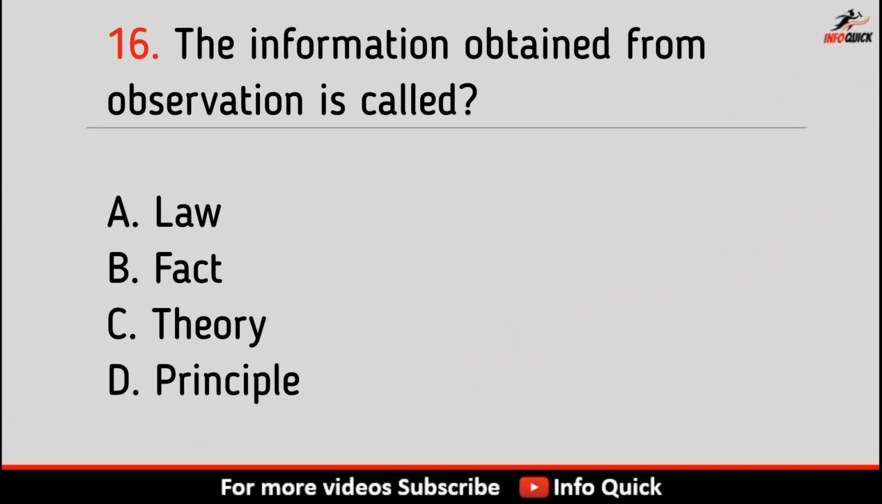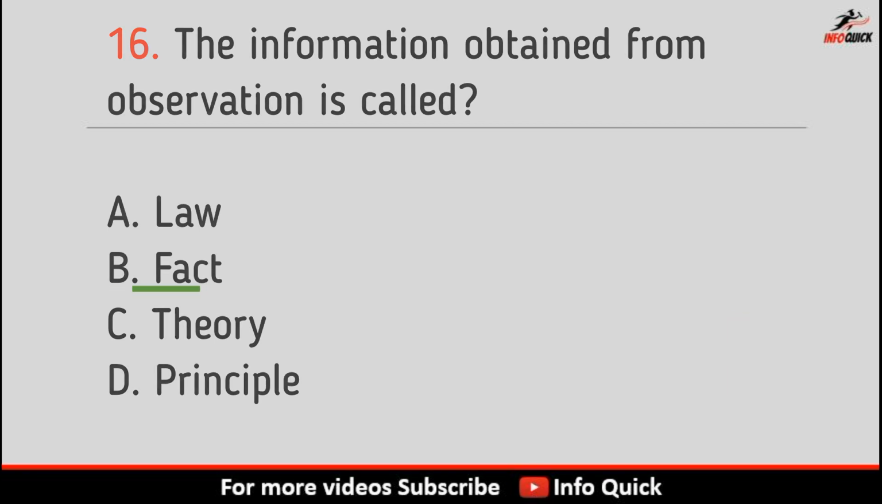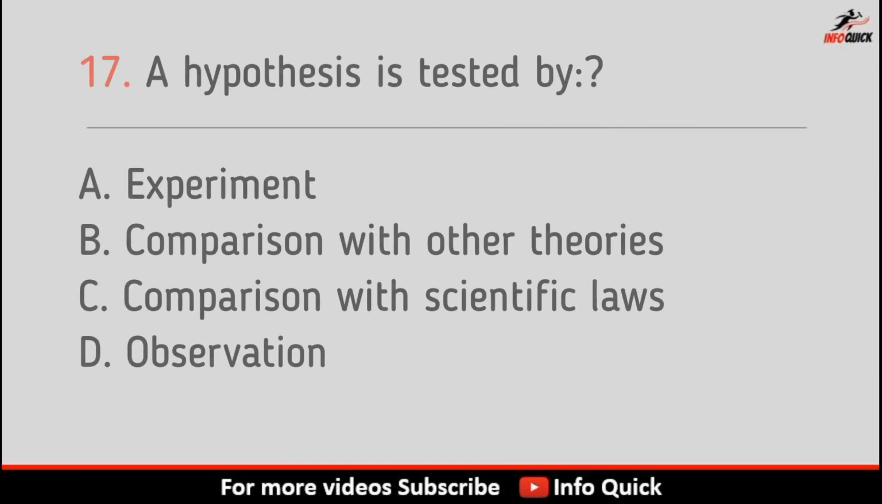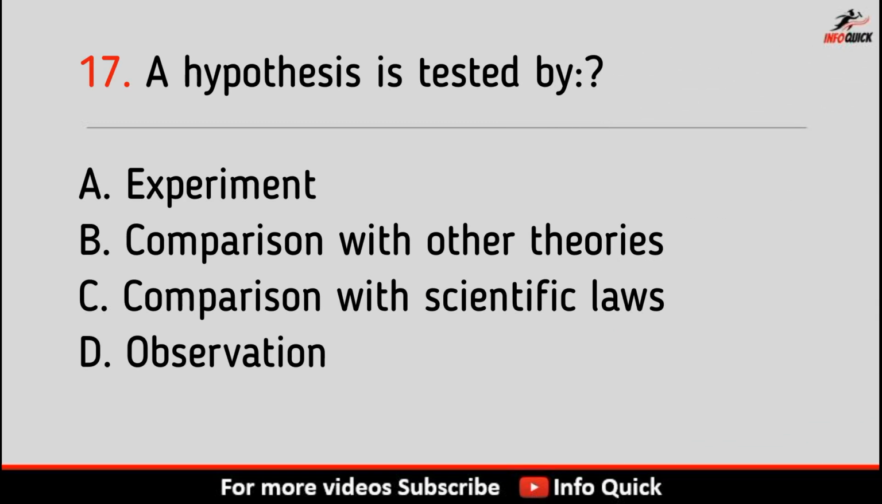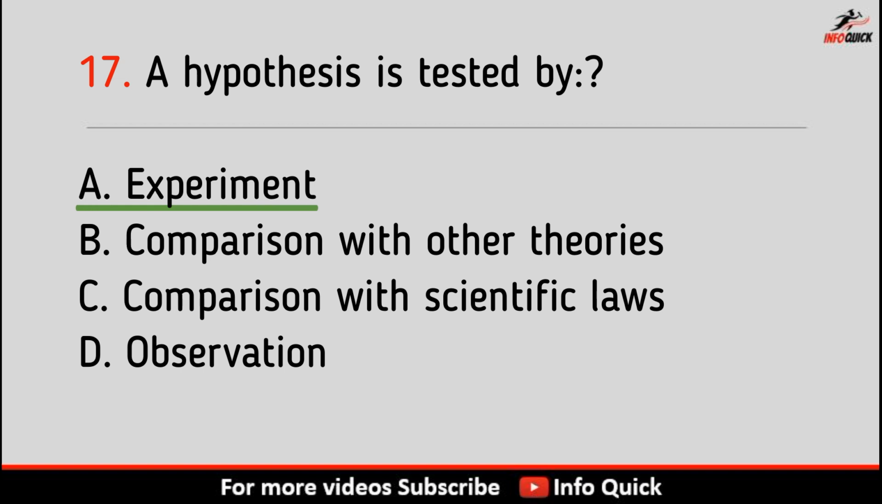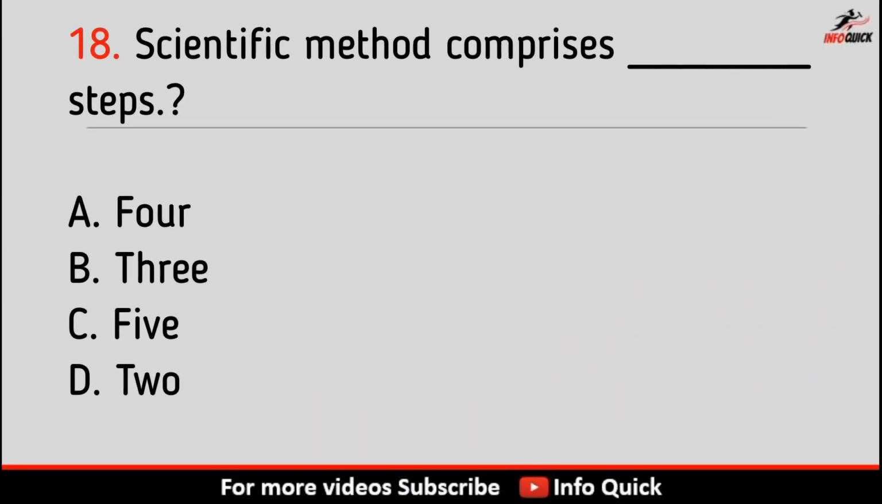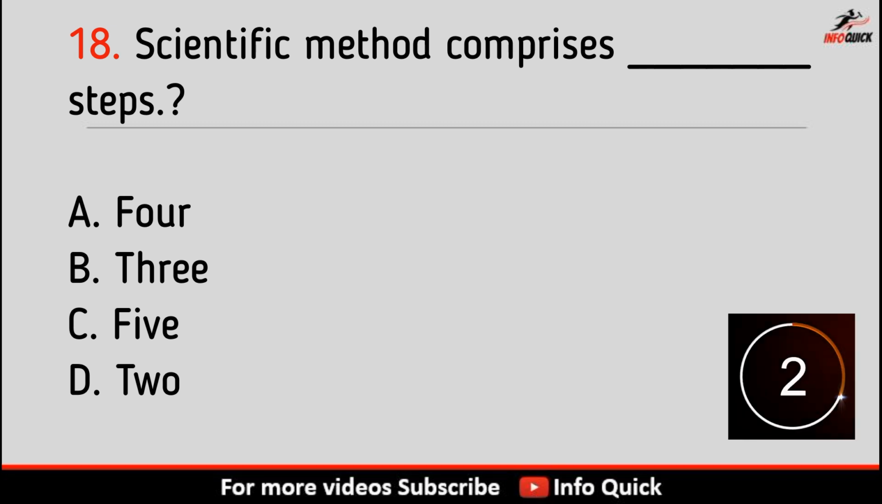The information obtained from observation is called fact. A hypothesis is tested by experiment. Scientific method comprises dash steps. Four.